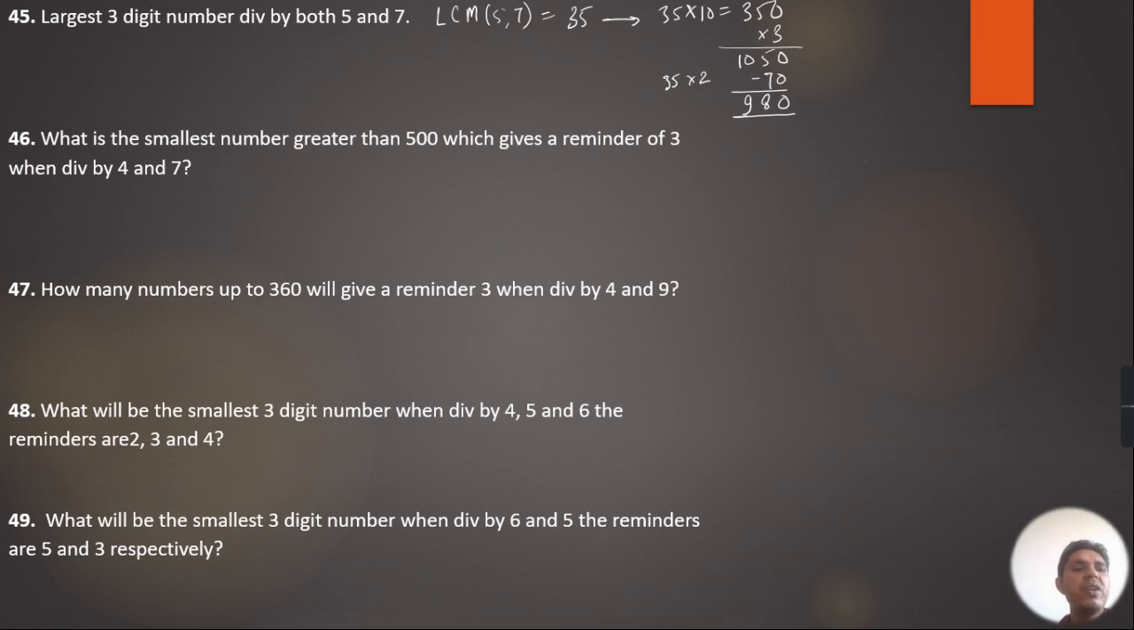Coming to the next question, question number 47. What is the smallest number greater than 500 which gives a remainder of 3 when divisible by 4 and 7? Right? So when divisible by 4 and 7, so for this just find the LCM of 4 and 7. When finding the LCM of 4 and 7, so the LCM will be 28. Right? What is the smallest number greater than 500? So we need to reach nearby 500, and what is the number that we can multiply 28? So we can check, okay, what is the number by which we multiply to reach a 3-digit number, smallest 3-digit number?